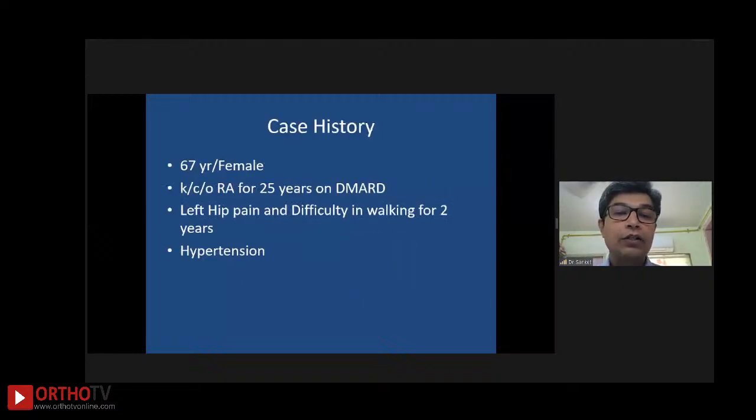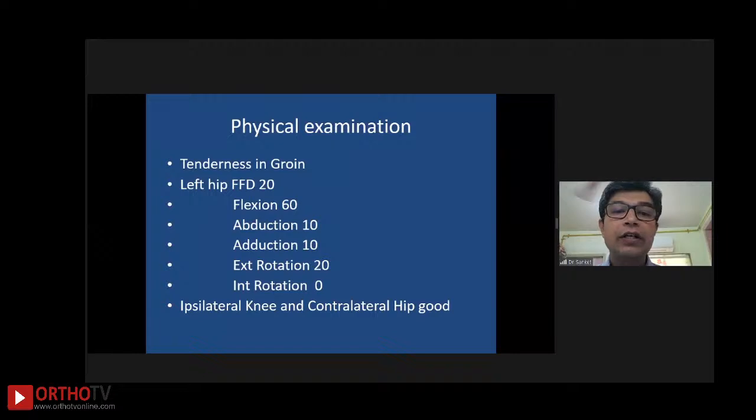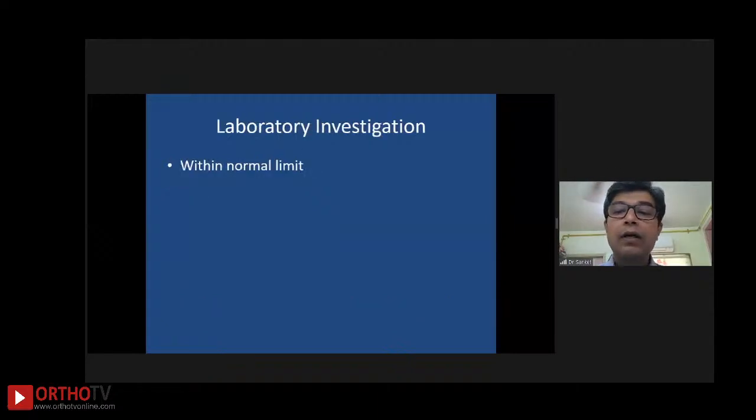67-year-old female. She was a known case of rheumatoid arthritis for the last 25 years, and she was on regular disease-modifying drugs. She had been complaining of left hip joint pain and difficulty in walking for the last 2 years. In comorbidity, she had hypertension. On physical examination, she had tenderness in the groin with a flexion deformity of 20 degrees, flexion of 60, abduction 10, adduction 10, external rotation of 20 degrees and no internal rotation. So the hip was quite stiff. Ipsilateral knee and contralateral hip were good. Her laboratory investigations, including CRP, were within normal limits.